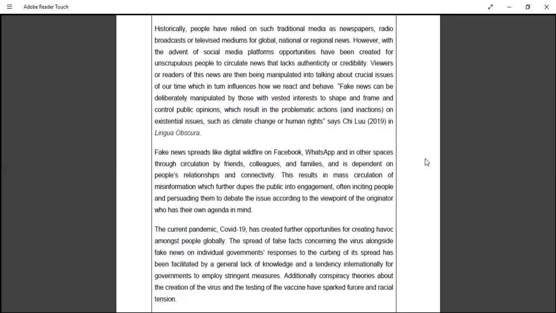Simple. Now we have the overview. We can see that this is about fake news, and how they spread and cause problems in society because of the false information.